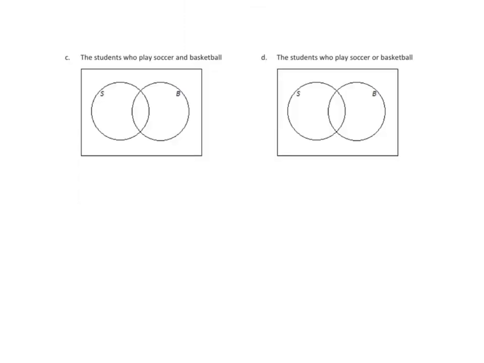C, the students who play soccer and basketball. So you have to be in both the S and the B section. And I would say that's just this little section in there. D, the students who play soccer or basketball. So you could be in the S circle or the B circle.